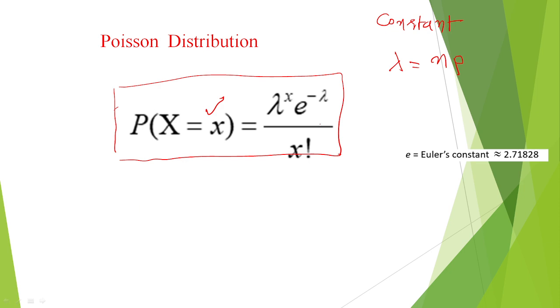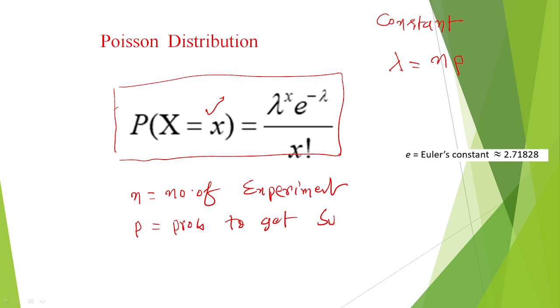Lambda is a constant, that is n into p, and here n is the number of times the experiment is repeated, and p is the probability to get the required outcome, either success or failure. I am assuming here the probability to get success. So this is the case. I will take one example with the help of Poisson distribution, and we can find the probability.